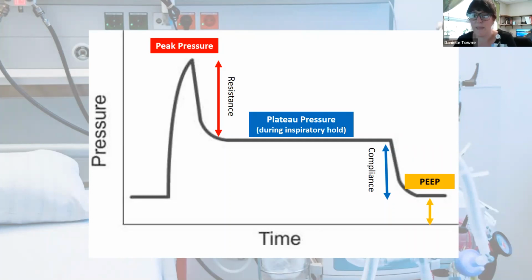The big takeaway point with PIPs: if your patient's consistently above 40, not just spiking up with coughing or suctioning, but at rest, consistently over 40, you want to let your provider and respiratory therapist know ASAP, because that's the lungs screaming, there's too much pressure in here, this is too terribly much, and I can't handle any more.